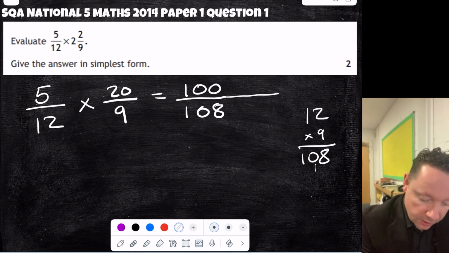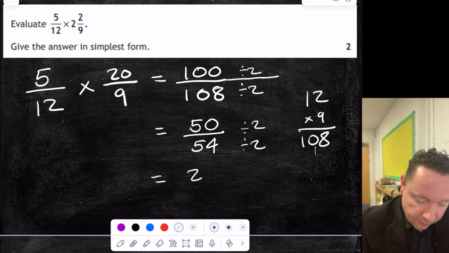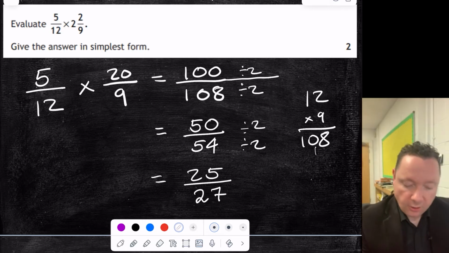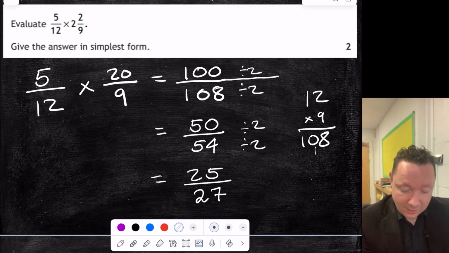So if I imagine splitting that up and say divide by 2 and divide by 2, that gives me 50 and 54. I can keep doing that, so I can divide by 2 and divide by 2 because they're still both even. That gives me 25 and 27. And now you need to check, are there any numbers that go into 25 and 27? Well, the only numbers that go into 25 are 1, 25 and 5. And 5 doesn't go into 27, so I'm done there.